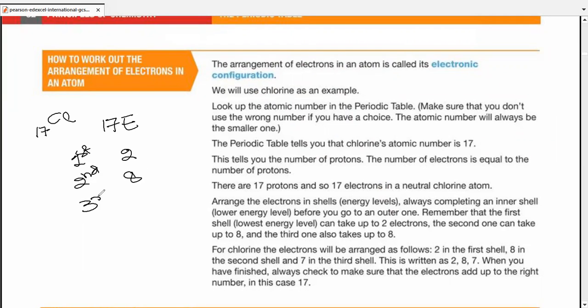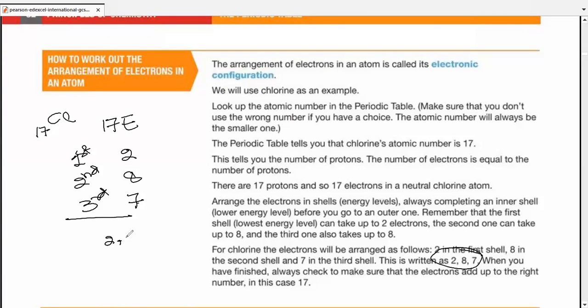And when we move on to the third shell, as we have already put 2 electrons in the first one and 8 electrons in the second one, we can only put 7 electrons in the third shell. That's where it stops because it has a total of 17 electrons. We can't put any more than that. How are we supposed to write this? 2, 8, and 7 is something given over here. We're supposed to write it like this.